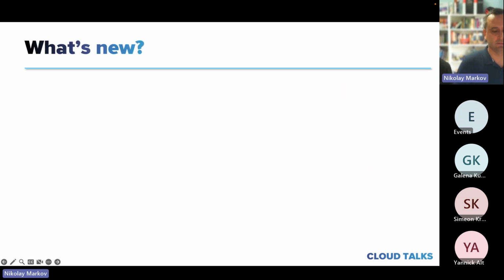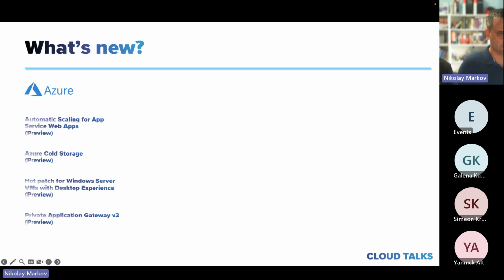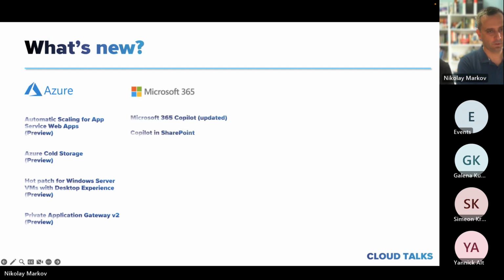Okay, starting with what's new. In the Azure world, we'll see some new stuff in Azure Web Apps. Also, there's a new storage tier recently introduced. Pretty nice addition to a very famous feature, which is hotpatch for Windows Server, and a private application gateway.